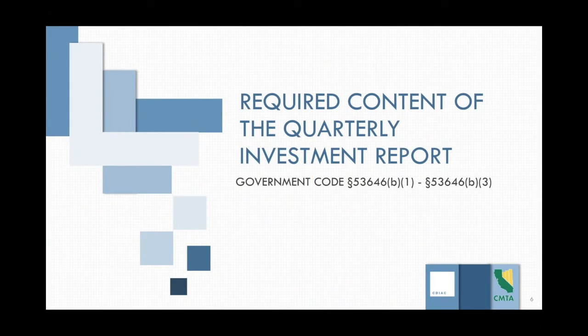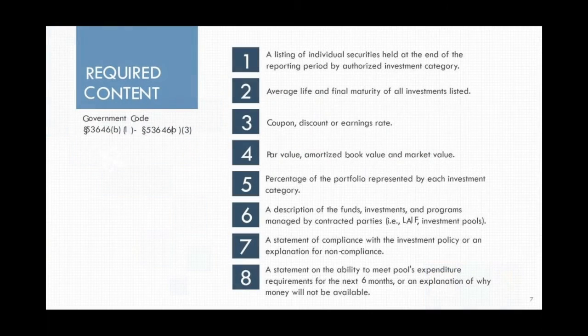Unlike the monthly transactions report, Government Code does specify the contents of the quarterly report. If this report is provided, it should include a description of all investments held in the investment portfolio and the elements enumerated in statute that are reflected on the screen. In addition to the description of investments, the quarterly report also must include a description of any of the local agency's funds, investments, or programs that are under the management of outside parties, such as LAIF, investment pools, outside money managers, and securities lending agents.